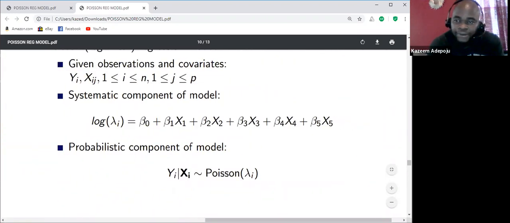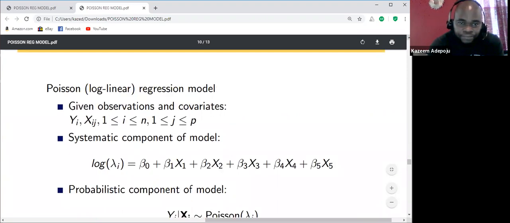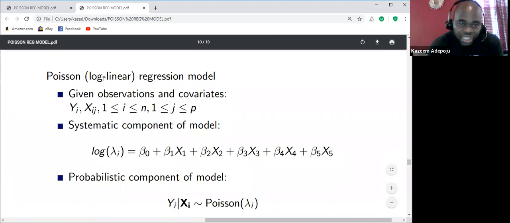Like I said, another name for Poisson regression is log linear. I think I've walked you through something like that today. Given observations and covariates, we have the yi and the xij that can be categorized, where you have a cross tabulation for that.